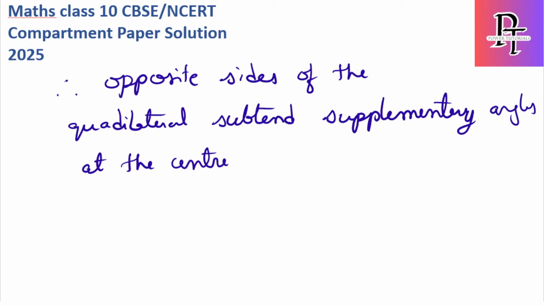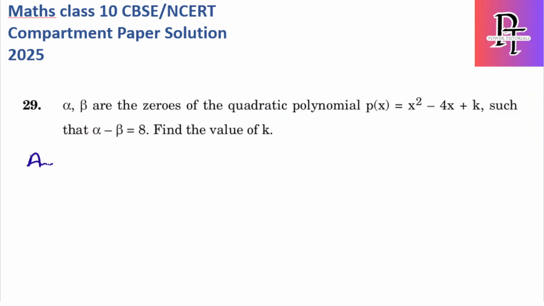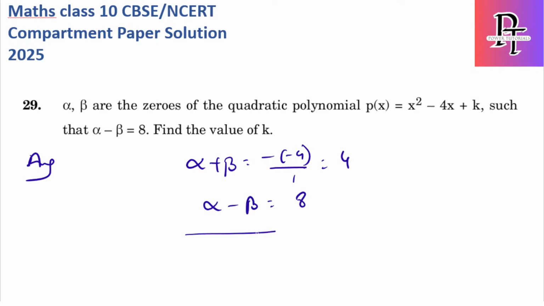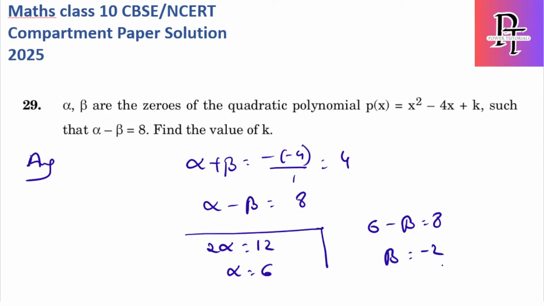Okay, let's move to the next one. 29th question. So 2 more questions, just be with me. Alpha and beta are the zeros of a quadratic polynomial such that alpha minus beta is equal to 8; find the value of k. The sum of zeros of the polynomial is minus b by a, so it is minus of minus 4 by 1, which is 4. Alpha minus beta is 8. If I add these two equations, I will get 2 alpha equal to 12, and alpha is 6. Substituting alpha, 6 minus beta is equal to 8, so beta is 6 minus 8, which is minus 2.